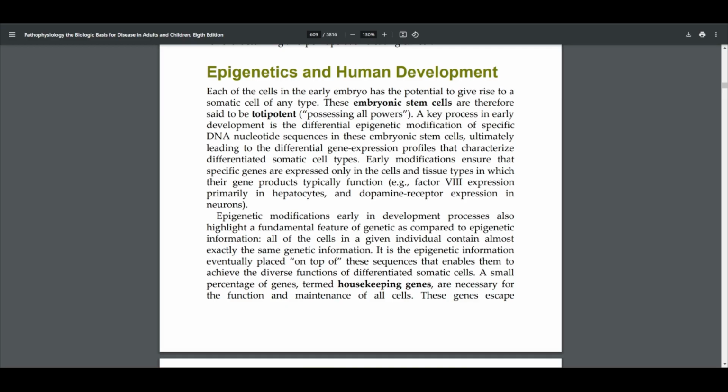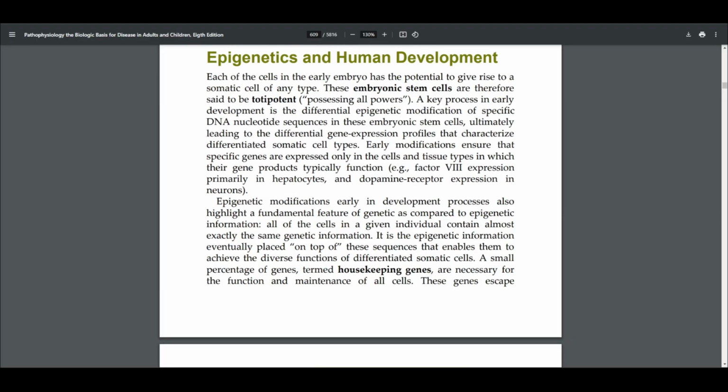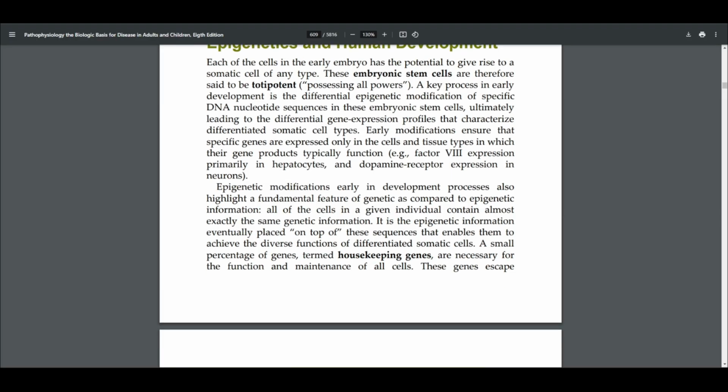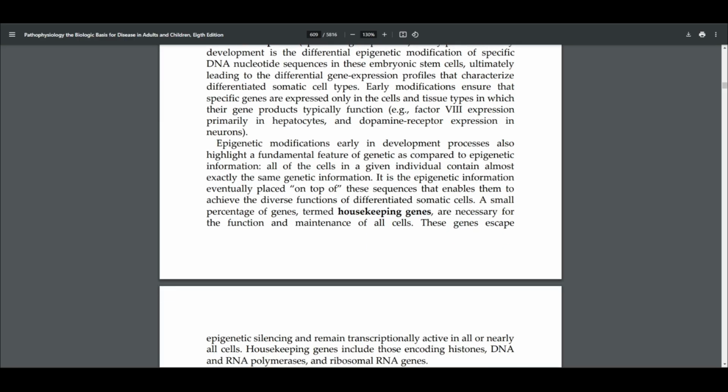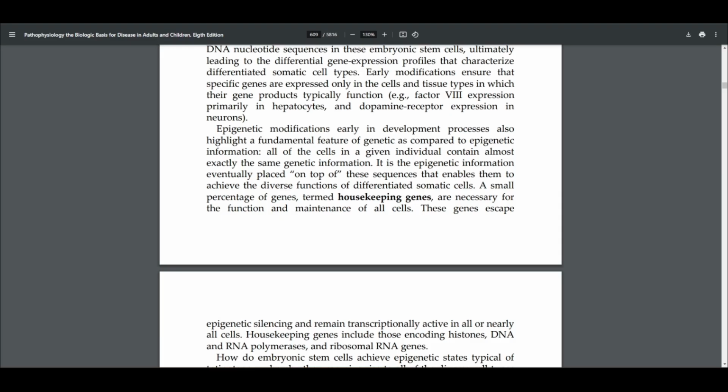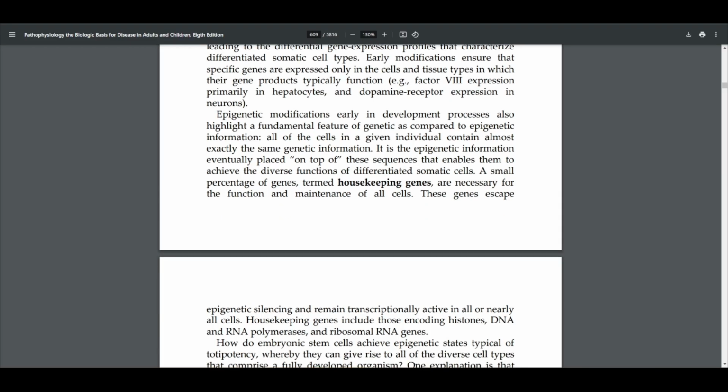Epigenetic modifications early in development also highlight a fundamental feature of genetic as compared to epigenetic information. All of the cells in a given individual contain almost exactly the same genetic information. It is the epigenetic information eventually placed on top of these sequences that enables them to achieve the diverse functions of differentiated somatic cells.